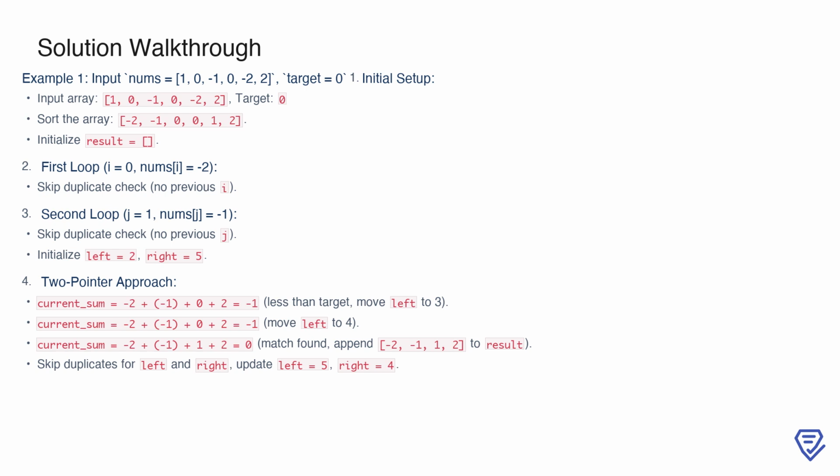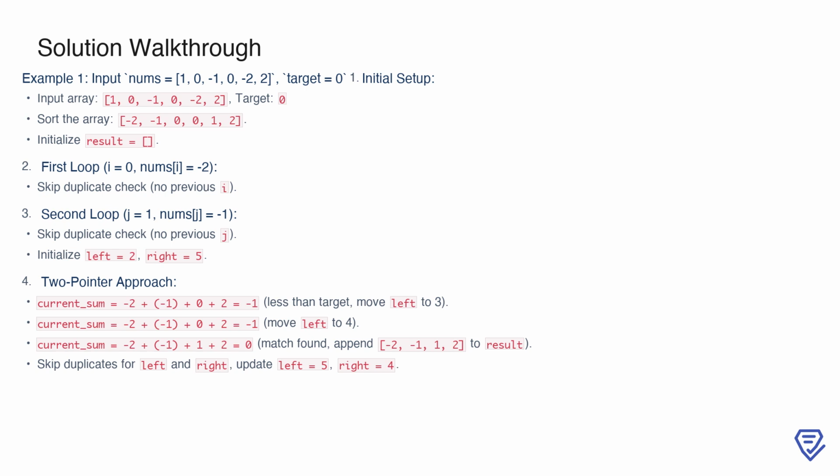Now, we begin iterating through the array. For the first loop, we set i equals 0, which corresponds to the value -2. Since there's no previous i to compare against, we skip the duplicate check. Next, we move to the second loop, setting j equals 1, which corresponds to -1. Again, there's no previous j, so we skip the duplicate check here too. With i and j fixed, we initialize two pointers, left at index 2 and right at index 5.